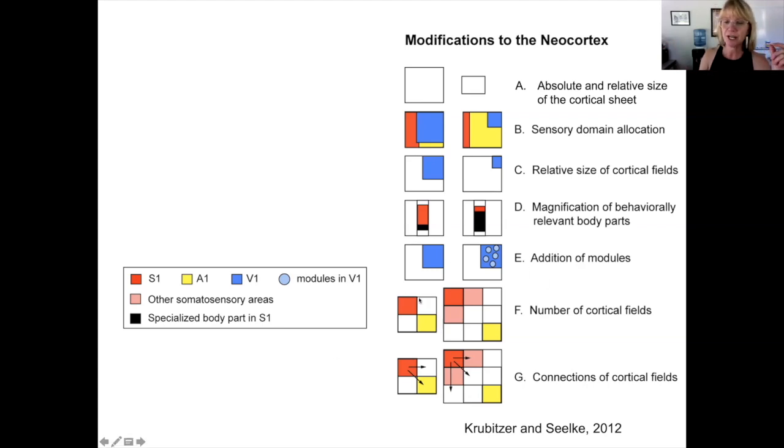We can have a change in the number of cortical fields, which I introduced initially in this talk. And we can have a change in the connections of cortical fields and even a change in the connections of what are homologous cortical fields. So what I want to talk about today are sensory domain allocation, magnification of behaviorally relevant body parts, and changes in cortical connections, and how these modifications arise.